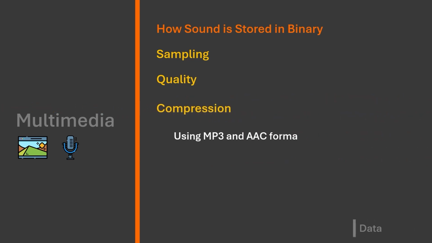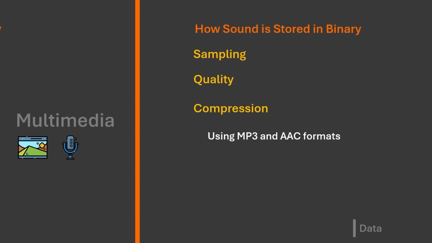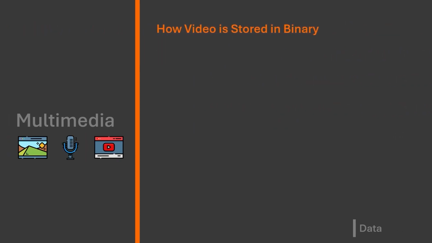And formats like MP3 or AAC compress audio to reduce file size. And lastly, we have videos. Videos are basically combinations of images and sound. Remember how we discussed images being composed of pixels, each with RGB color values represented in binary? Well, video is essentially a rapid sequence of these images known as frames. Think of a flipbook. Each frame is stored just like a still image with its pixel data encoded in binary.